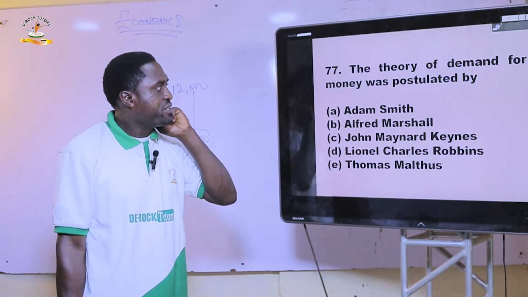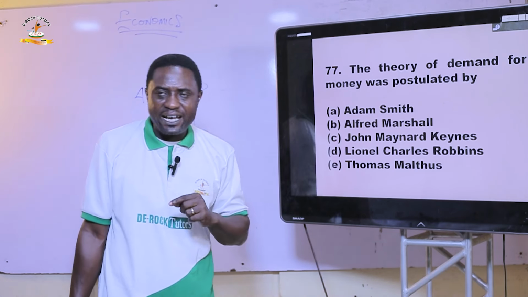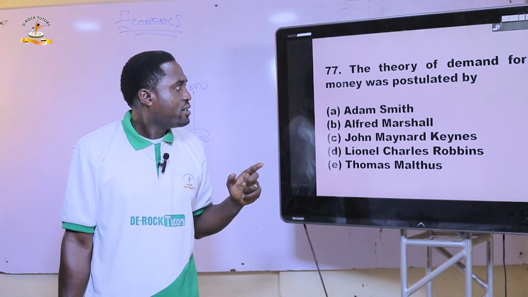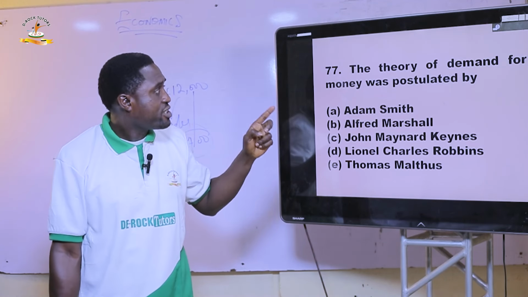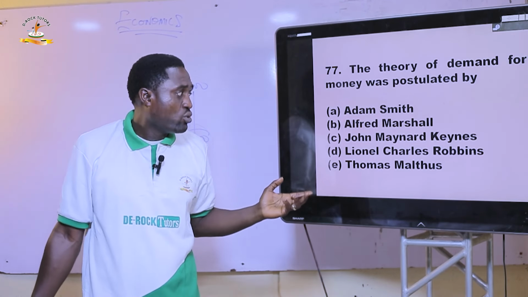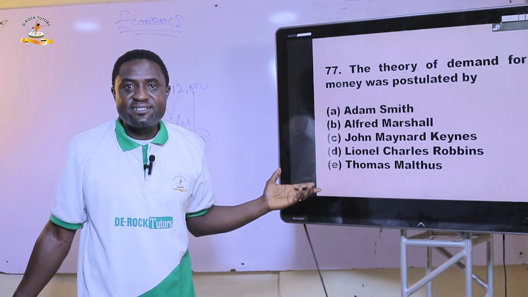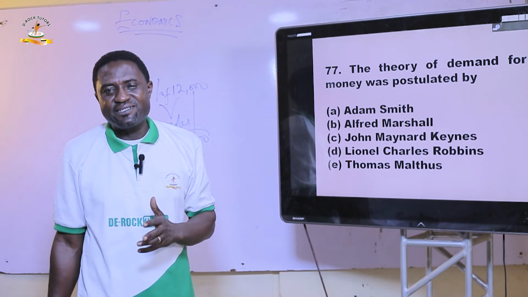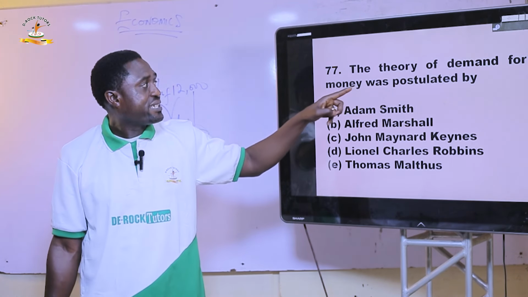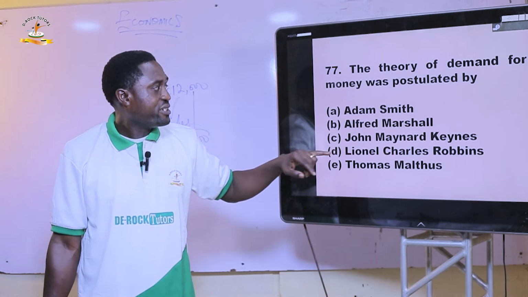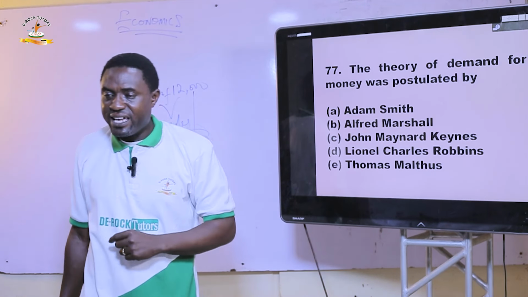The theory of demand for money was postulated by who? John Maynard Keynes. He is the one that postulated the theory of demand for money, John Maynard Keynes. The next question.